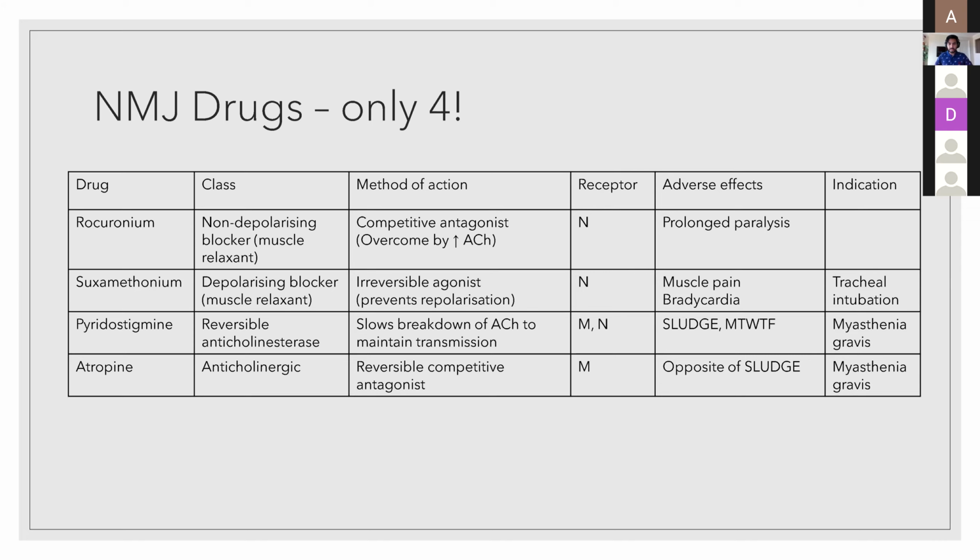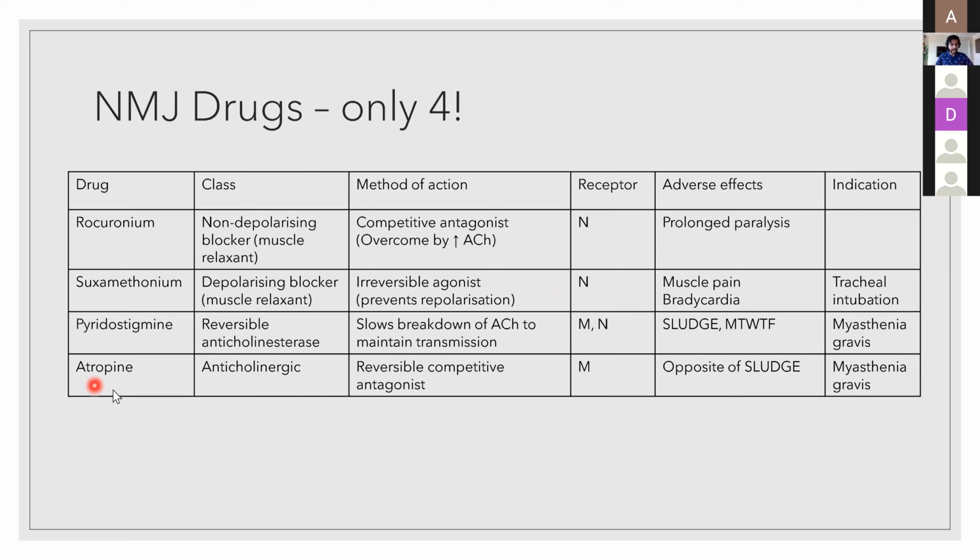Okay, cool. And then our next drug is pyridostigmine. It's a reversible anticholinesterase, so it stops the breakdown of acetylcholine, and this allows further activation of our muscarinic and nicotinic receptors. And for our adverse effects, remembering overstimulation of these receptors leads to SLUDGE and days of the week symptoms. And it's indicated in myasthenia gravis, which I'll be going through in the next slide.